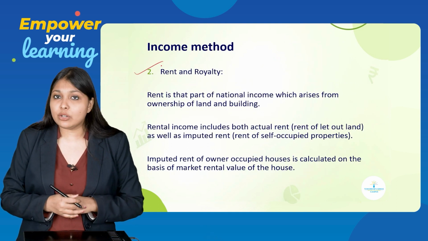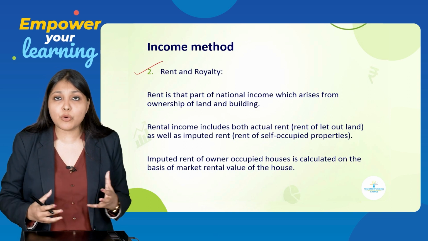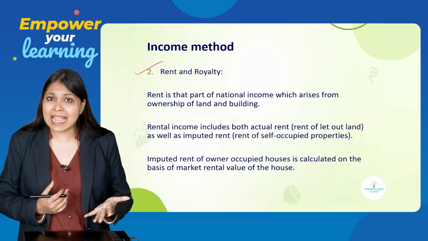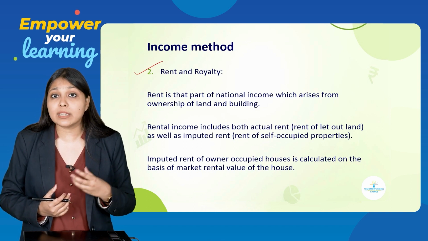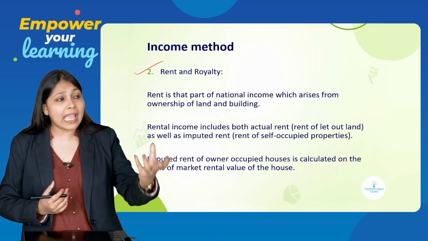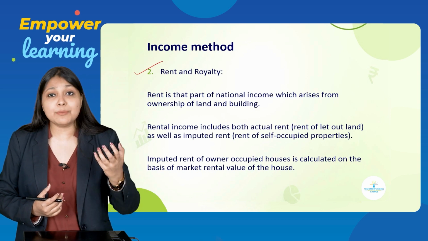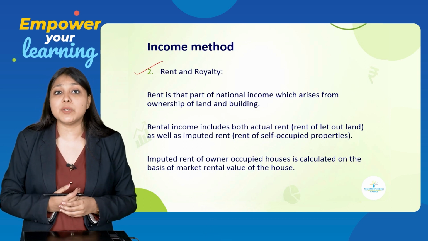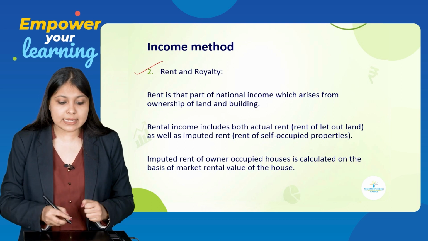Second is rent and royalty. Rent, mostly we give if we are working on somebody else's land. If we have taken machinery on rent, it does not completely belong to us. I have taken it on rent from somebody else. If I am staying in somebody else's house, I will have to give that person rent. And royalty, let us see.